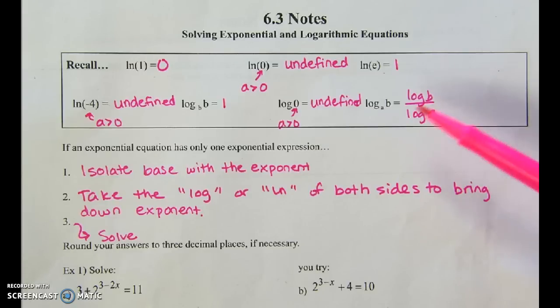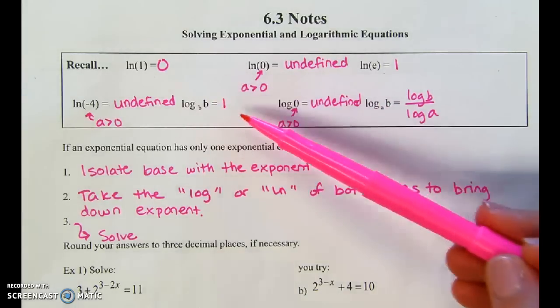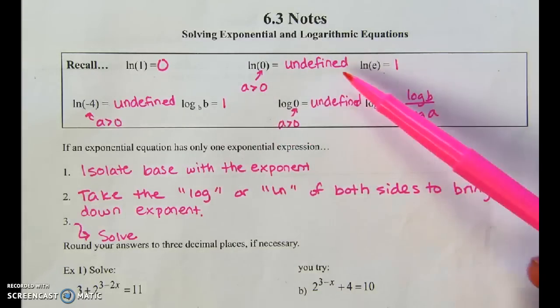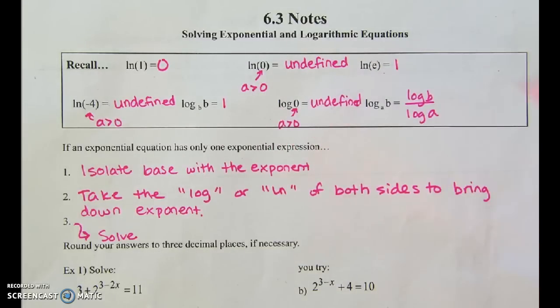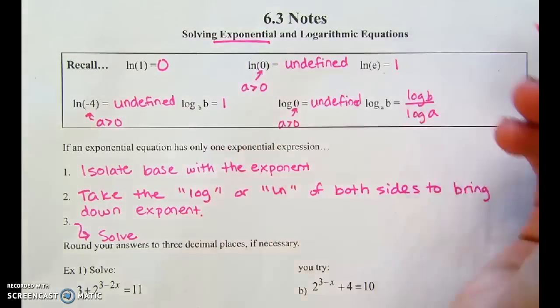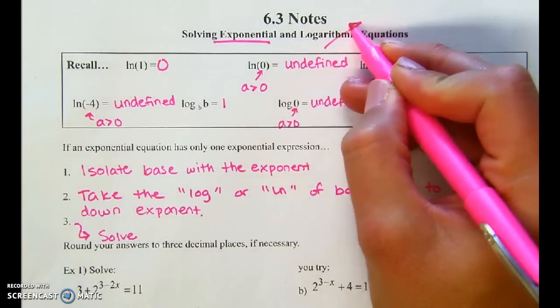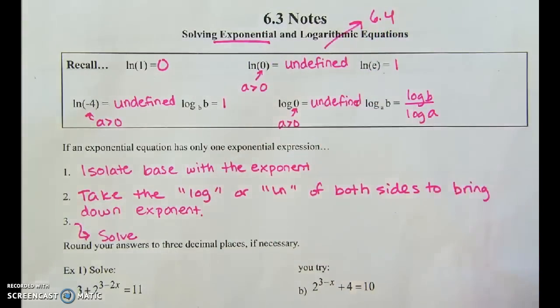So we talked about some common logarithms that we should know the answer to, and when it's undefined, because the argument has to be greater than 0 in order for it to be defined. Here are the steps to solving. What are we solving today? Today we're only solving exponential equations, and on the next one we'll solve the logarithmic equations. That will be 6.4.